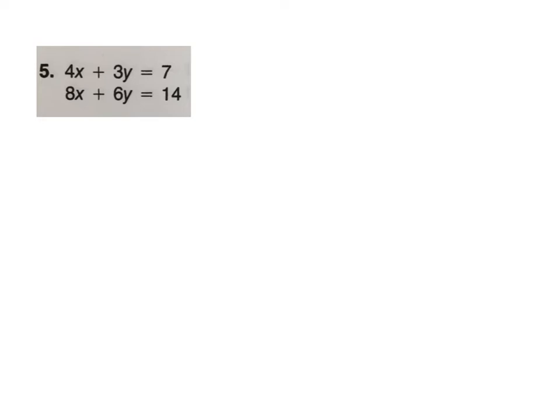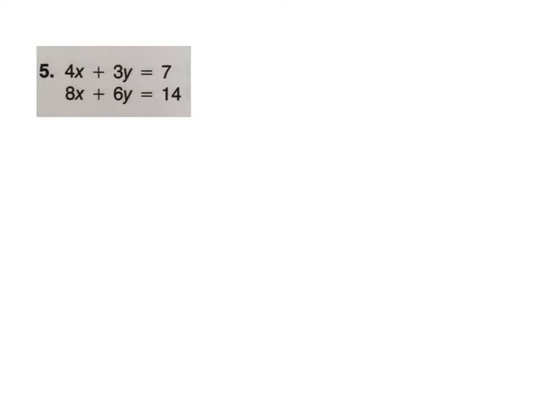So our instructions here are to solve this system of equations by elimination. Now, what I'm trying to do is either eliminate the x's or eliminate the y's. Okay? So I'm going to multiply the top equation by negative 2, because when I do, negative 2 times 4 is negative 8. So I'll be eliminating the x's. That's what I'm trying to do in this case.